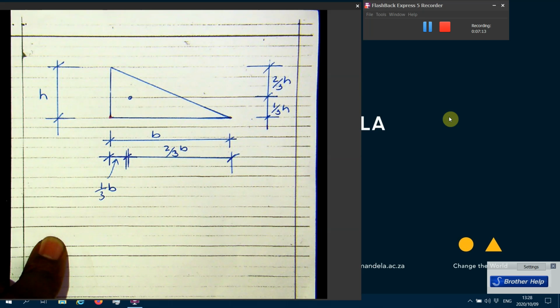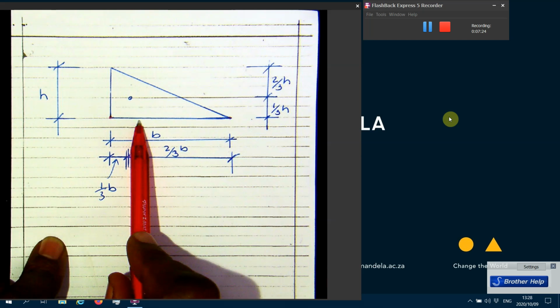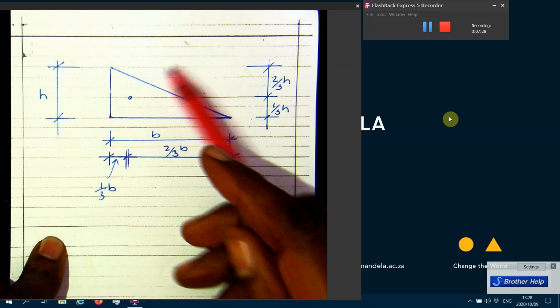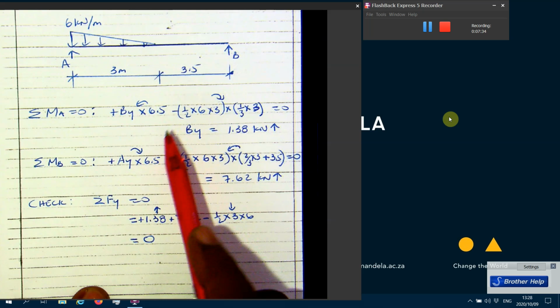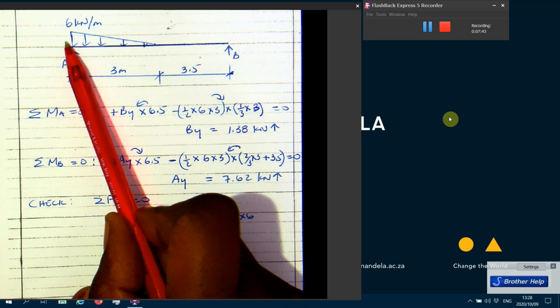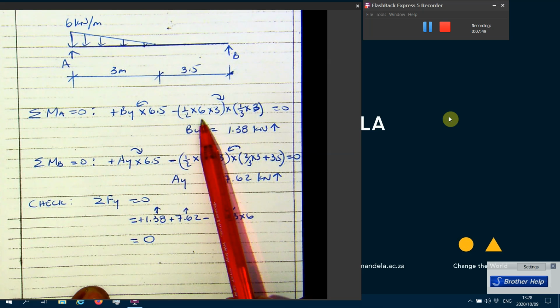So for a triangular shape, we cannot do that. Instead, we must remember now, which side am I coming from? What is the distance from the tip to the center? What is the distance from this side to the center? Let's apply that concept now. Even the magnitude of the load, remember the area of a triangle is half base times height. So it's going to be half times the base is 3, the height is 6. This is the load.